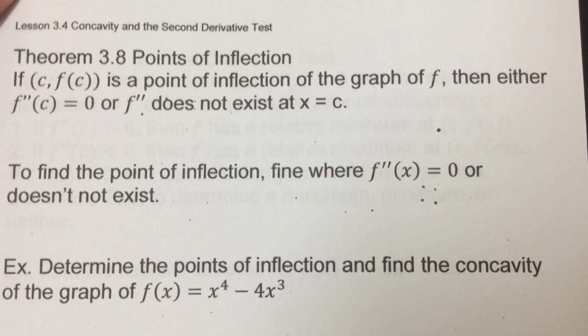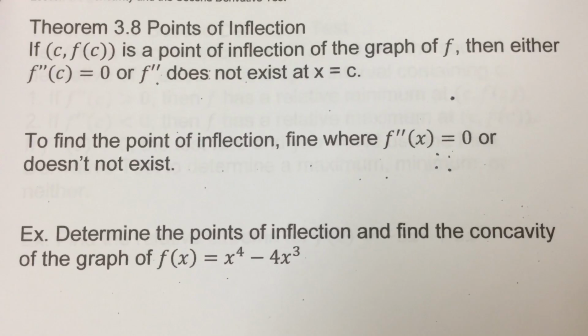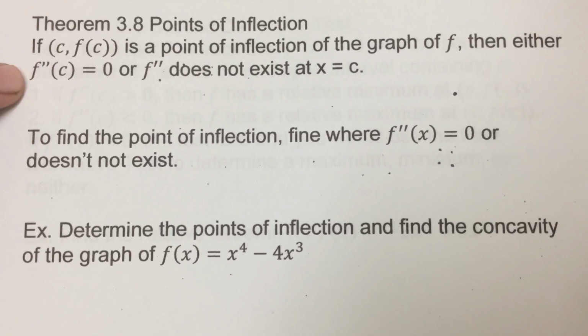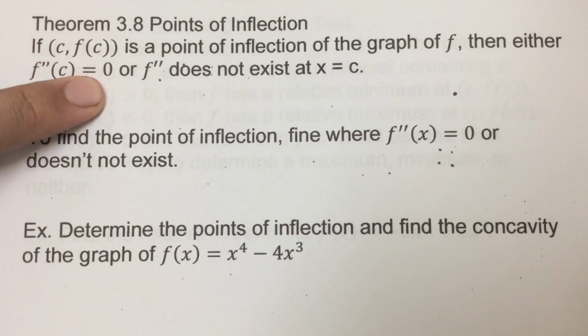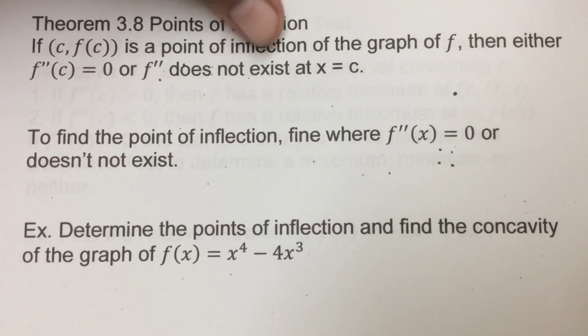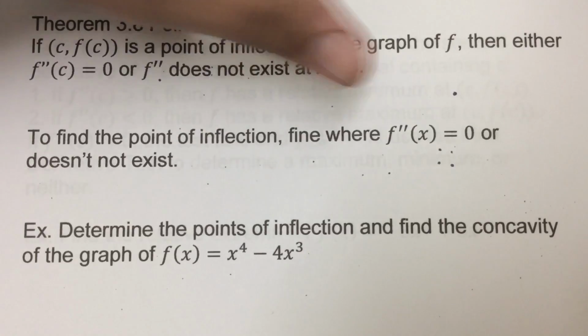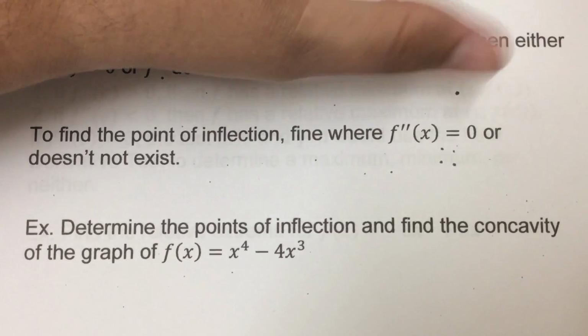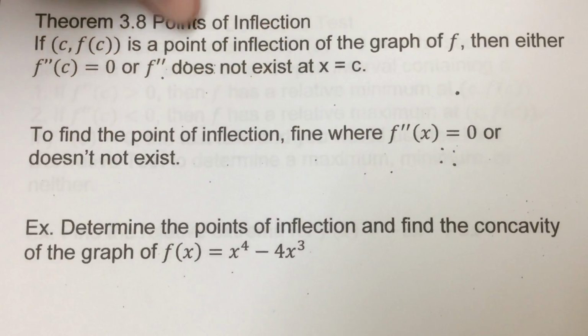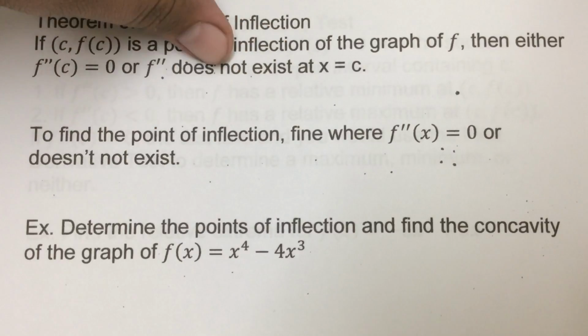So again, we have theorem 3.8, which is points of inflection. They will happen where the second derivative equals 0, or where the second derivative does not exist. Now, to find the point of inflection, find where f prime of x equals 0 or where it won't exist. Again, it's kind of repeating what it's saying here.